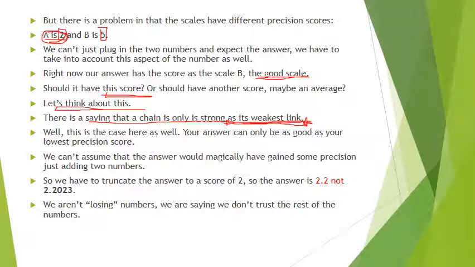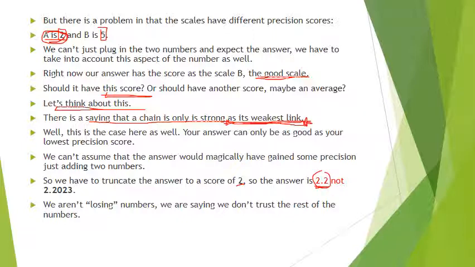So all we can do when we write down our number is we can't give it a score of 5, we have to give it a score of 2. We can't assume, and that's the thing, you just can't assume. It actually might be closer to 2.0203, whatever. But we can't assume that. And so what we're going to do is give it a score of 2. And so the answer that we're going to write down is 2.2 with a score of 2.